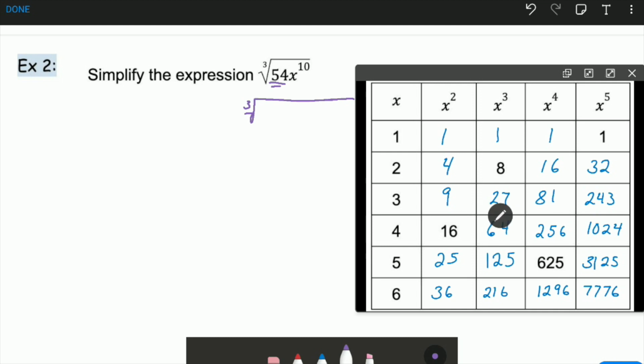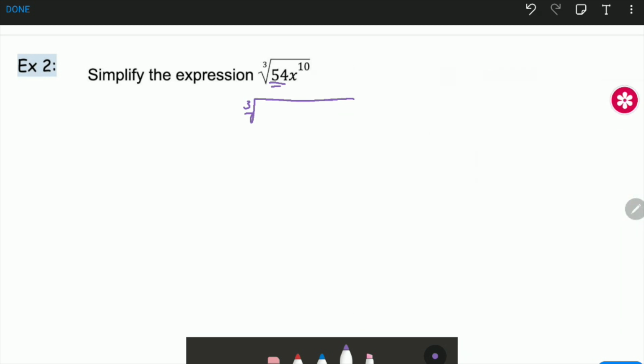Now we want to ask ourselves, since 54 is not a perfect cube, is there a perfect cube that goes into 54 evenly? So if we try them, you can find out that 27 goes into 54 evenly. 54 is 27 times 2.